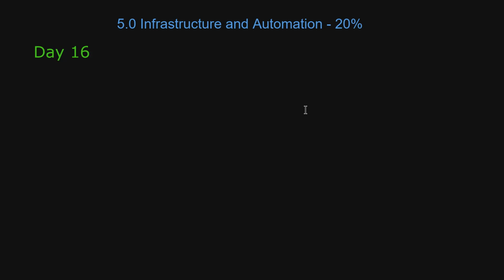Today, I'm going to cover just one part, 5.1. So if someone misses the class, he can watch the recording and understand those things. Let me walk you through the topics that we have in section number 5. You can see section number 5, infrastructure and automation, weightage is 20%.